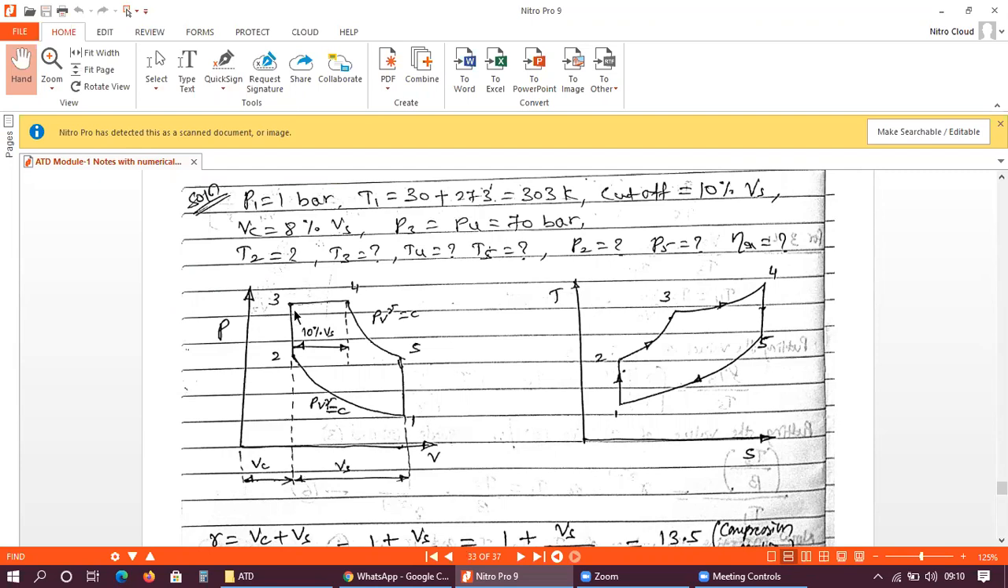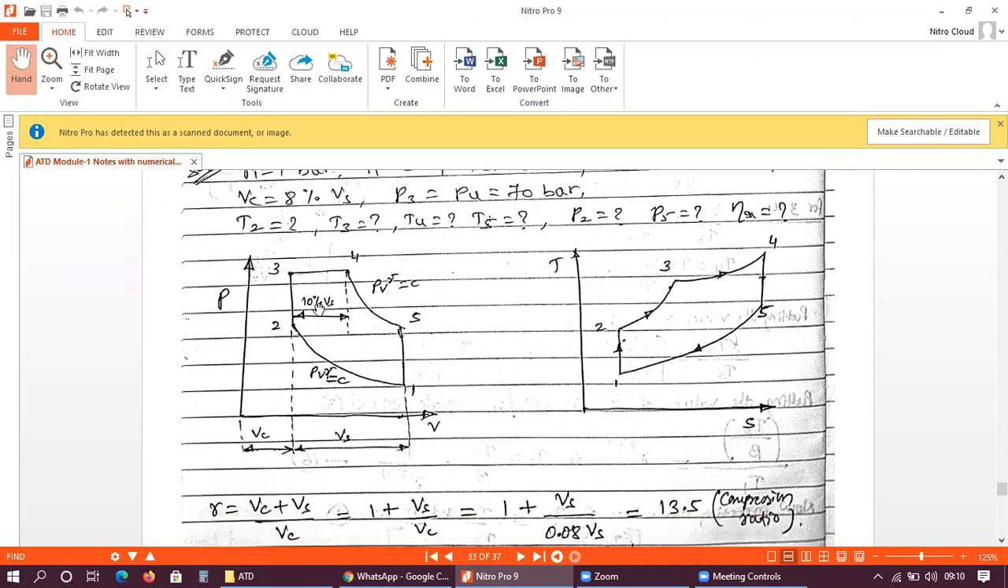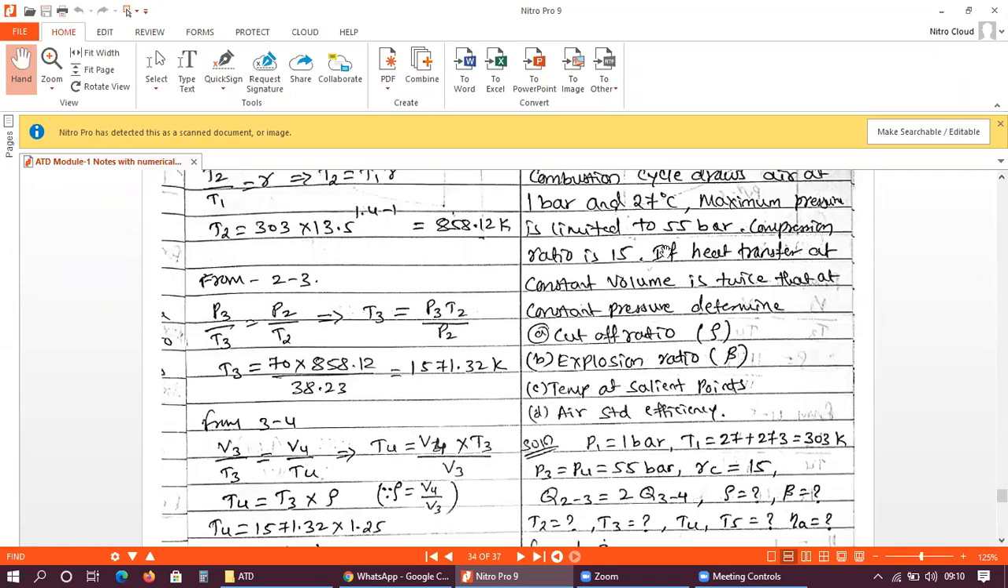How is the heat added? At constant pressure. As you can see here, line 3 to 4 is at constant pressure and line 2 to 3 is at constant volume. So from 2 to 3 heat is added at constant volume, and from 3 to 4 the heat is added at constant pressure. Okay, so this is the PV diagram. So here one condition is given: the heat transfer at constant volume is twice that of constant pressure. So here we need to determine.